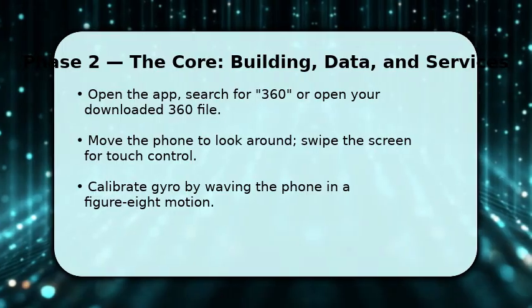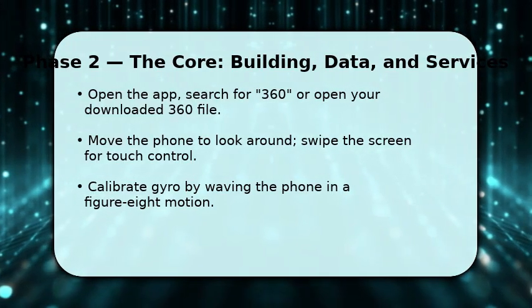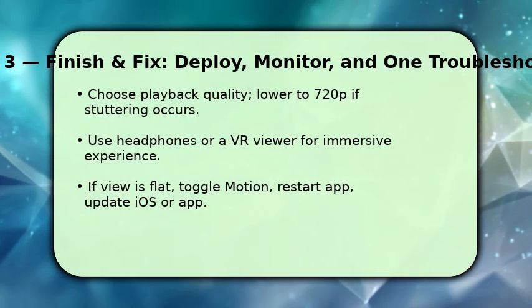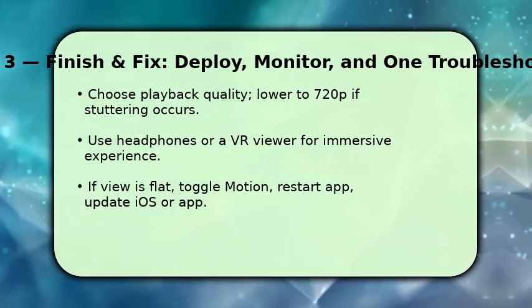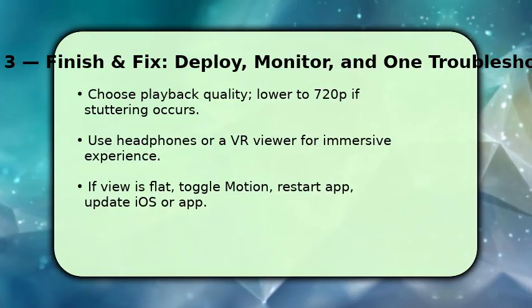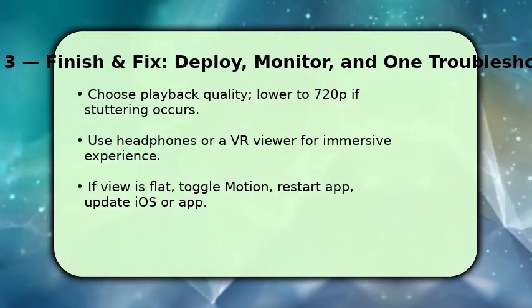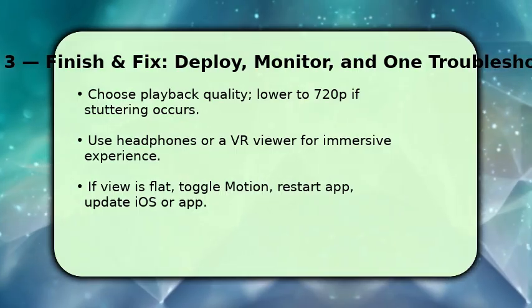You finish by optimizing playback and solving common problems. Set quality to 1080p or 720p depending on performance. Lower quality reduces buffering. For immersion, insert the phone into a cardboard-style viewer or wear headphones to improve audio positional cues. If the video looks flat or the gyro won't respond, toggle motion and orientation off and on, quit the app and reopen, and check for app or iOS updates.